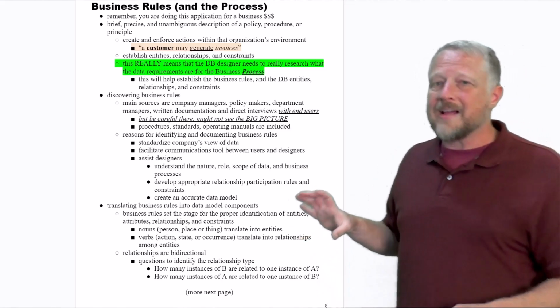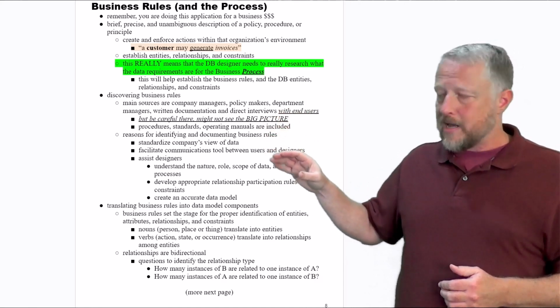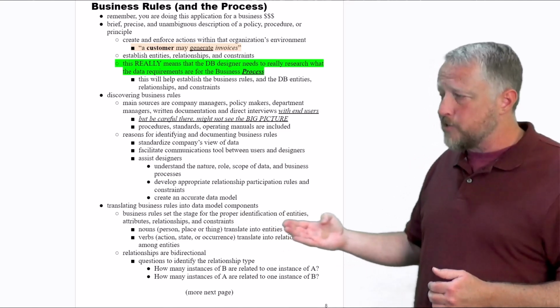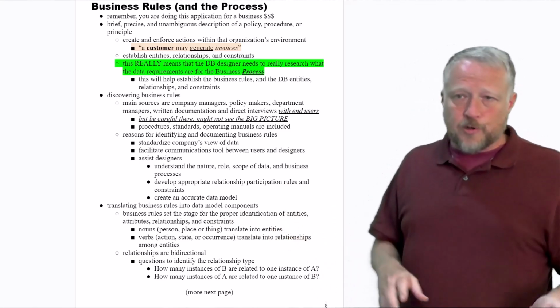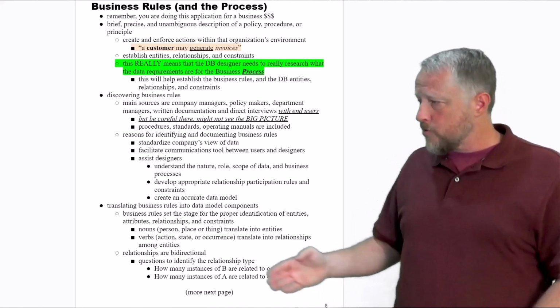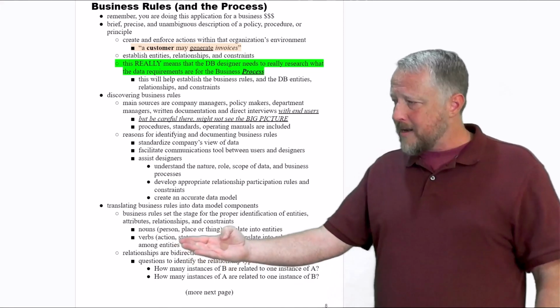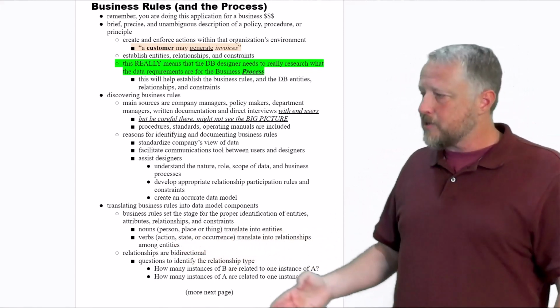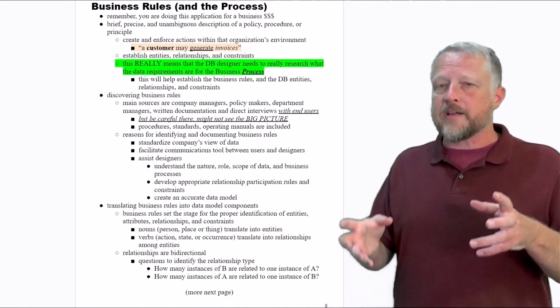When we're translating everything that we've learned from that discovery process, now we have to create the stage of identifying the entities, the attributes, the relationships, and the constraints. And I just talked about this, but we have nouns and verbs. The nouns, person, place, or things, are usually translated into our entities. The verbs are translated into our relationships between the entities.